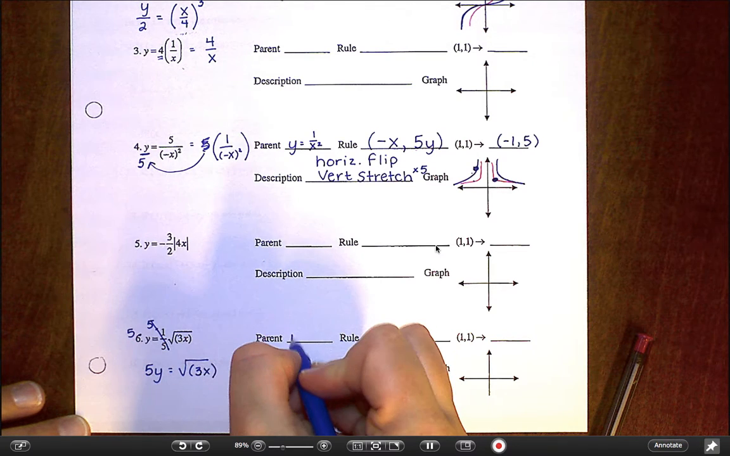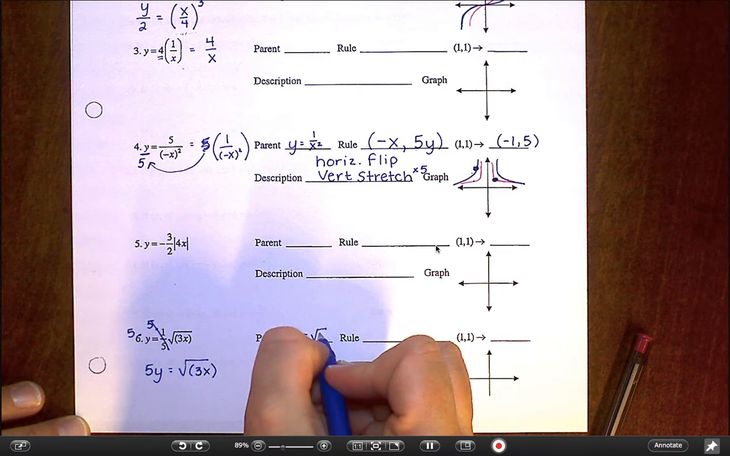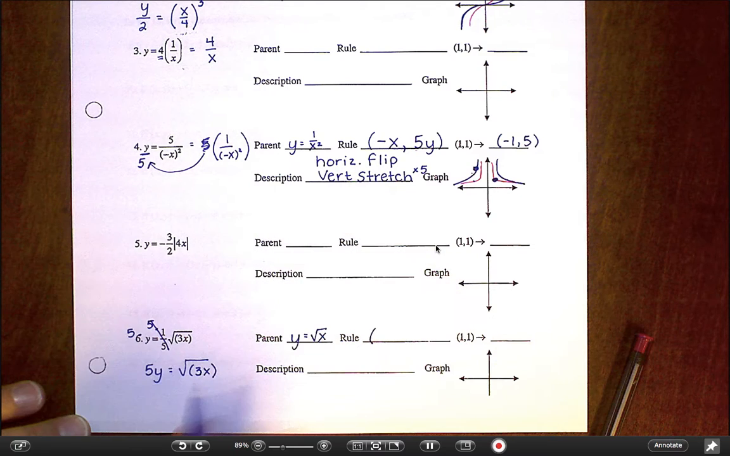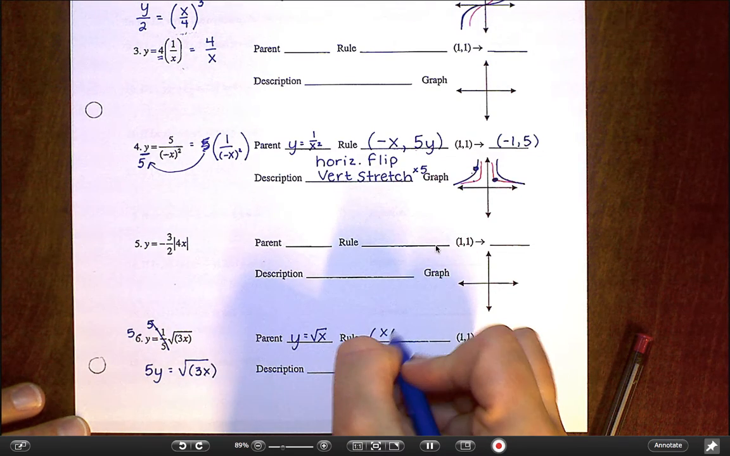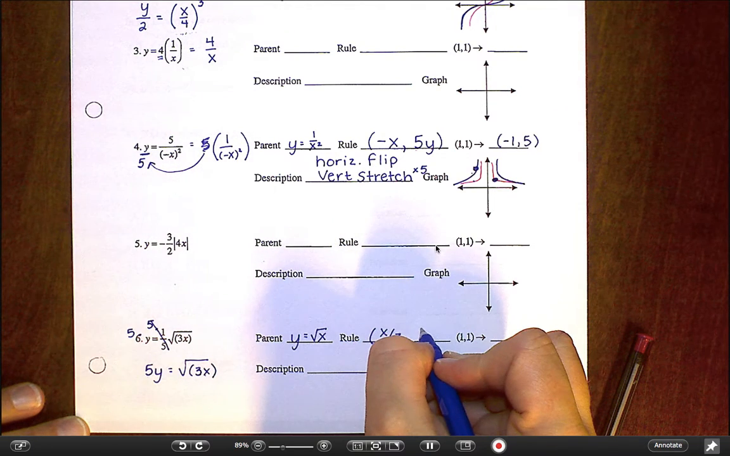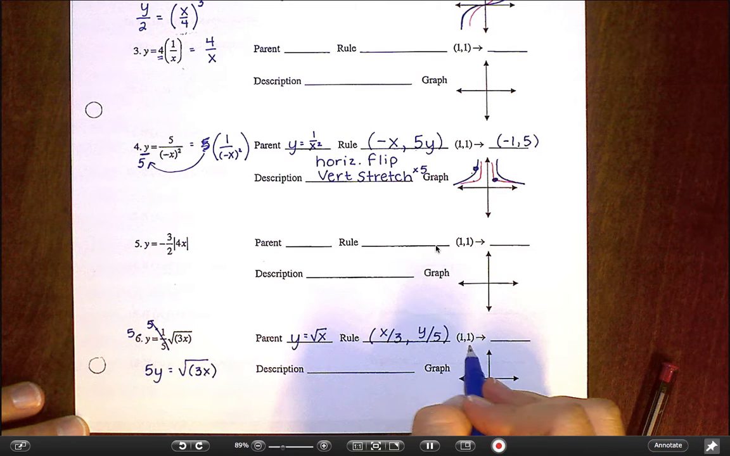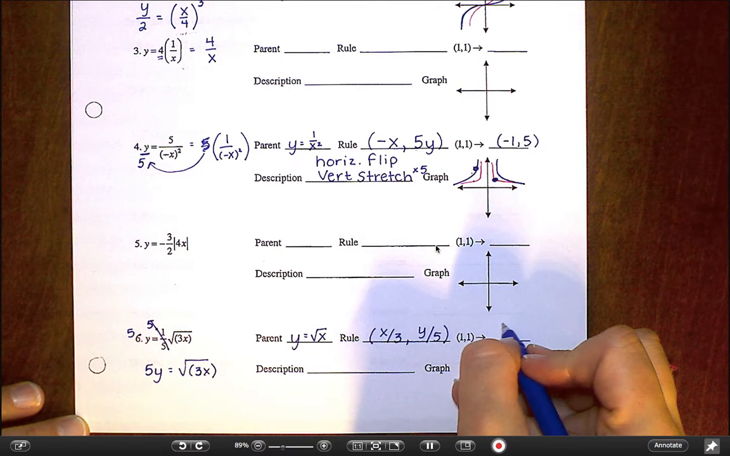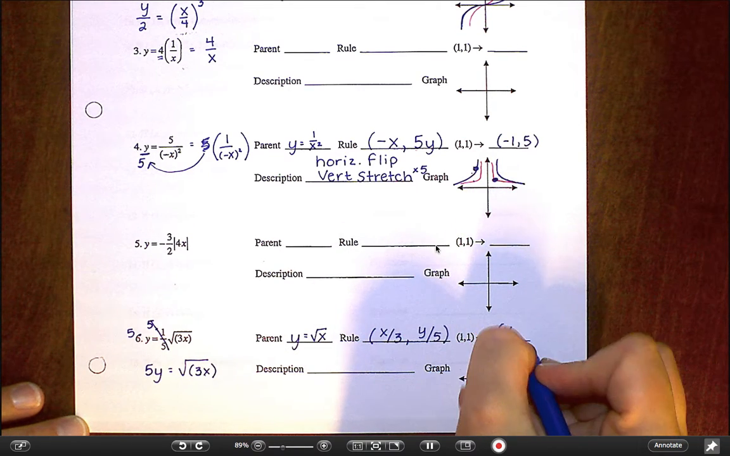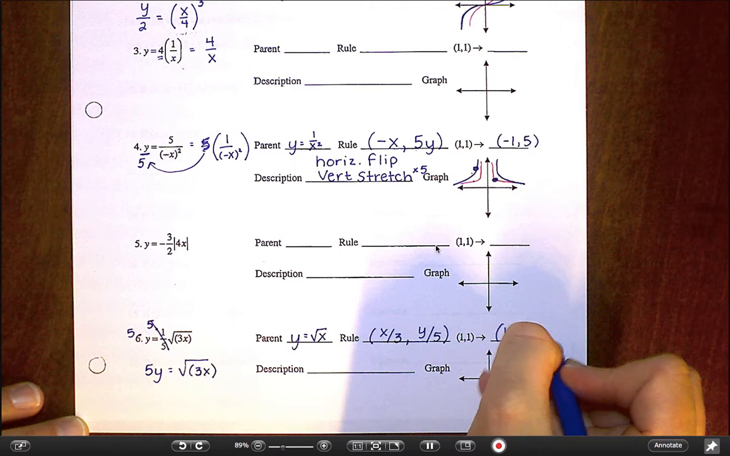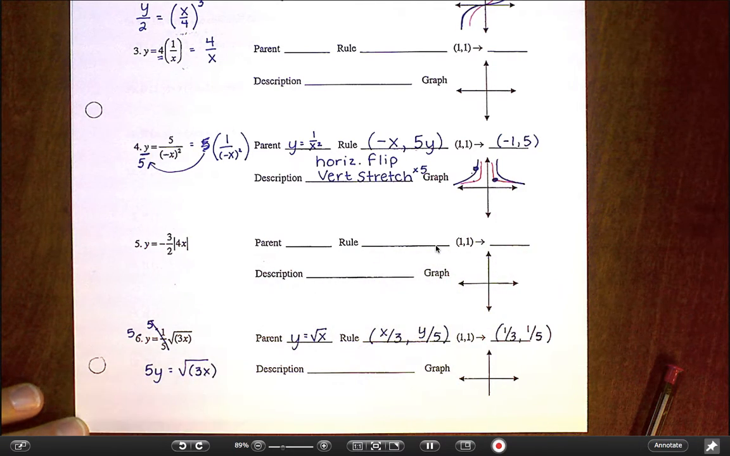Parent function here is the square root function. For my rule, I'm going to say x divided by 3 and y divided by 5. This is another one where they're kind of working in opposite directions of each other. The point 1, 1 would turn into 1/3, 1/5. If you did those as decimals, that's fine. I'm really just plugging in 1 here and here.